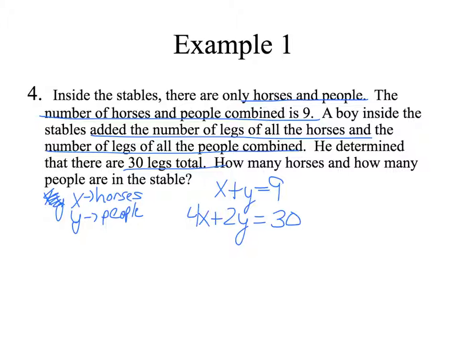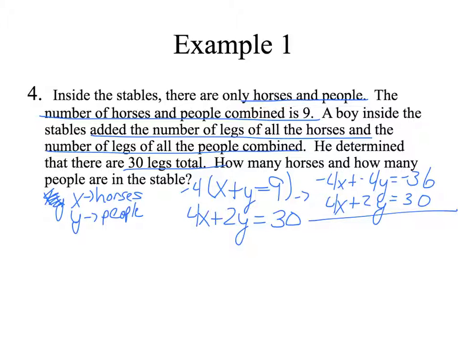I'm going to go ahead, I'm going to solve this one using elimination as well. I'm going to multiply this entire top equation through by -4. That gives me -4x plus -4y equaling -36. My bottom equation stays the same. And I end up with -2y equaling -6. I divide each side by -2. And I get y equals 3. y, remember, is people.